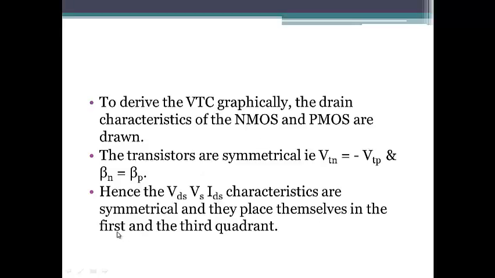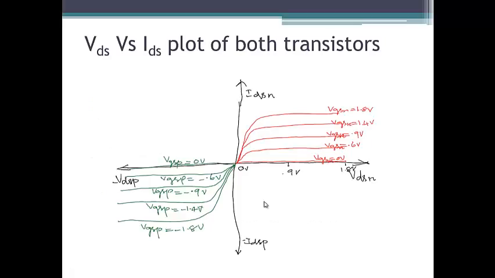For NMOS, we have our characteristics in the first quadrant. VDS is positive and ID is positive. And for PMOS, you give a negative voltage at the drain. So VDS is negative. The drain is P type, so you give a negative voltage to attract your holes. The current is in the opposite direction, so current is also negative. So the curves appear in the third quadrant. This is the VDS versus ID plot of both NMOS and PMOS transistors. For NMOS we have them in the first quadrant, and for PMOS we have them in the third quadrant. You have already drawn this in your laboratory classes.